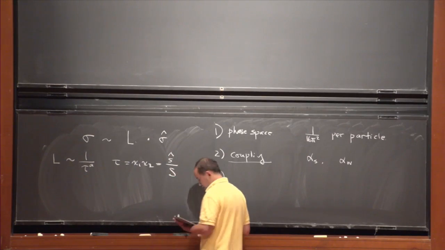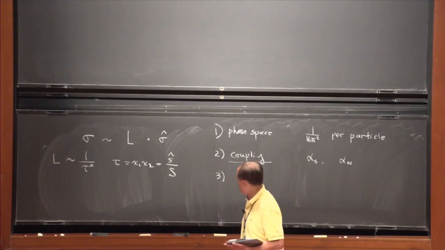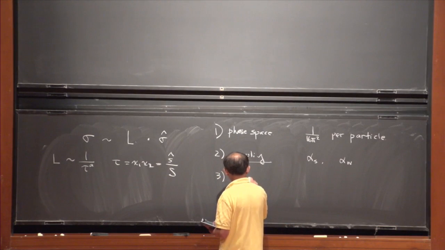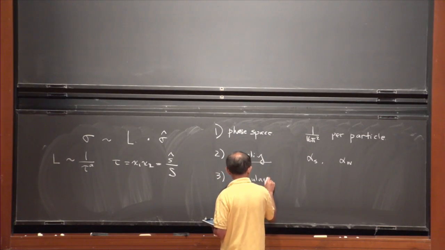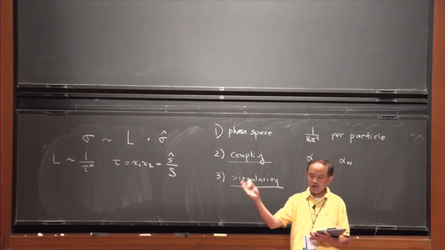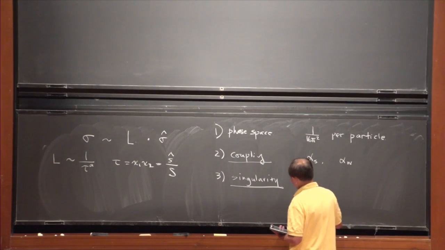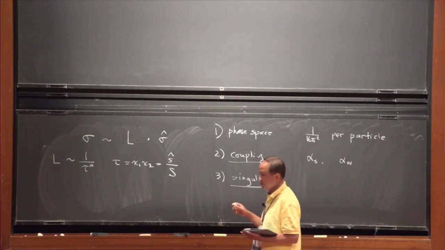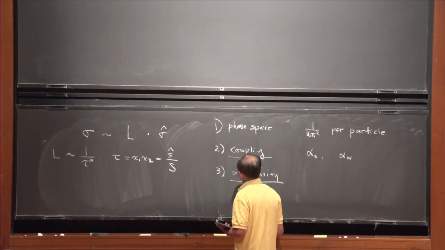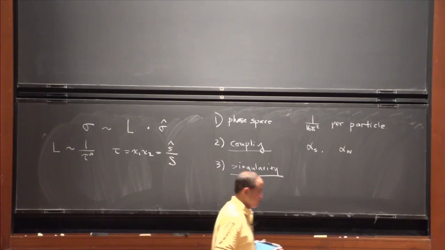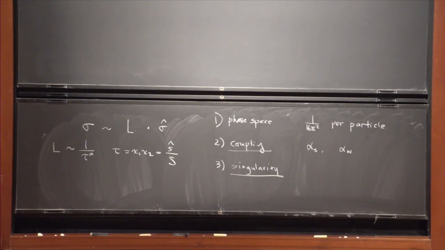Then something that we are not going to talk too much about, but there are singularities sometimes. So for QCD, for example, for many radiations, there are collinear and soft singularities, and there are other things that could in principle matter.